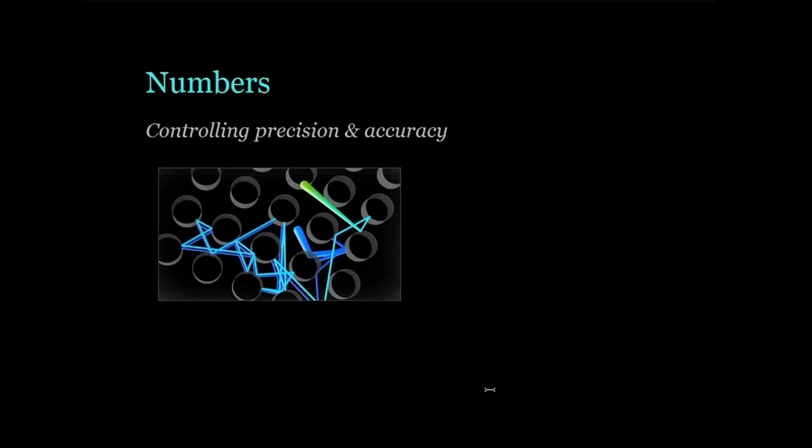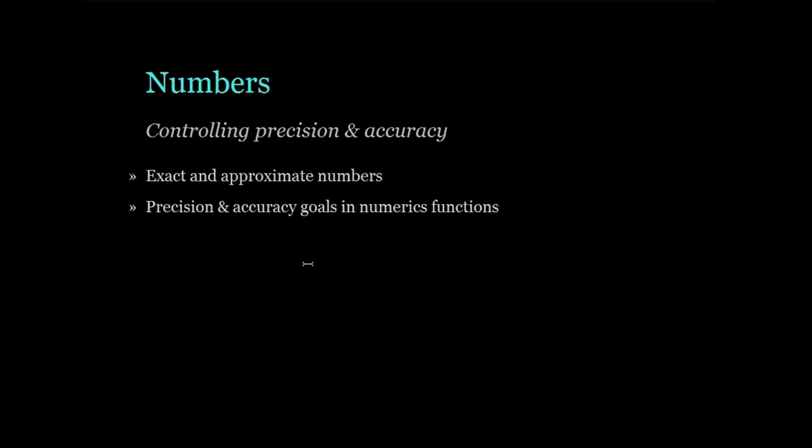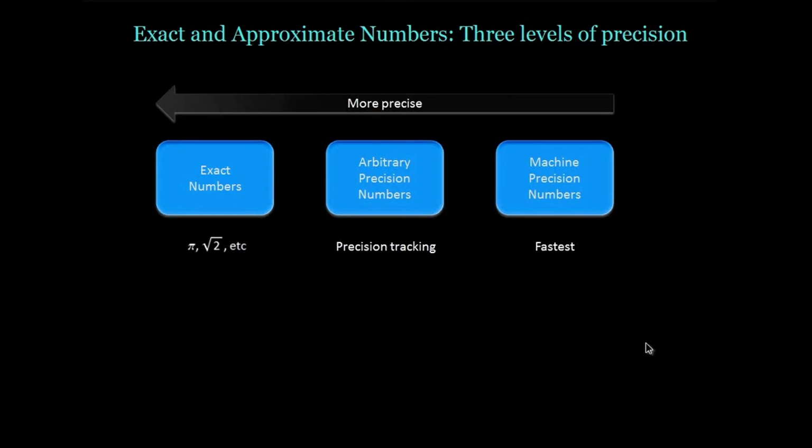In this next section, I'll describe how approximate numbers work in Mathematica, including precision and accuracy. First, I'll talk about the difference between approximate numbers and exact numbers, and the different types of approximate numbers in Mathematica. Then I'll describe how the important options PrecisionGoal and AccuracyGoal work in Mathematica's numerics functions. There are three different levels of precision for numbers in Mathematica.